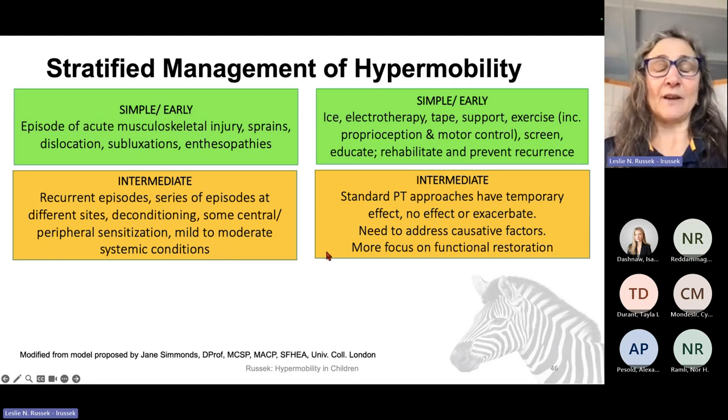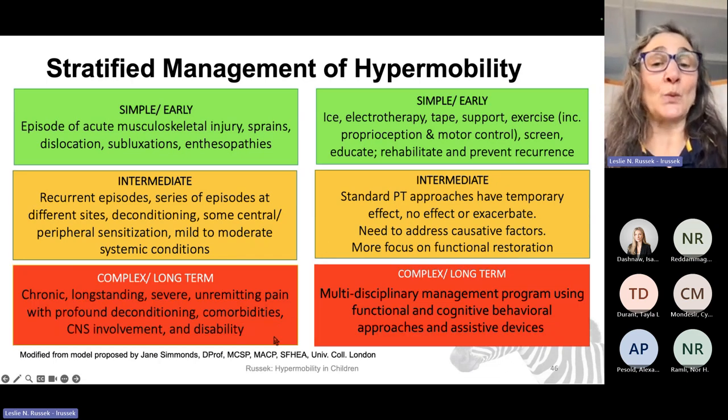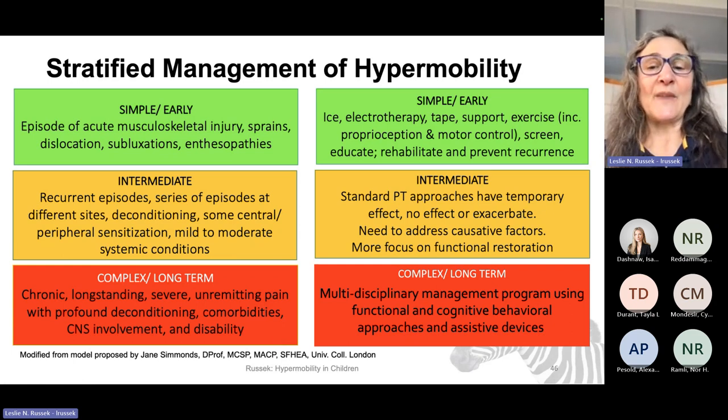It can be helpful to have a PT knowledgeable about hypermobility. And then there are the really complex patients, the ones who are in wheelchairs or who can't get out of bed at all. And they definitely would benefit from multidisciplinary management.